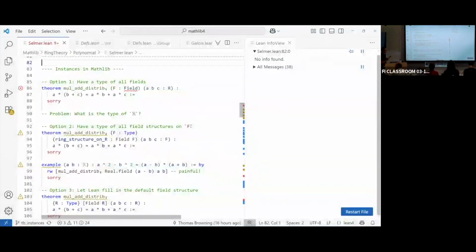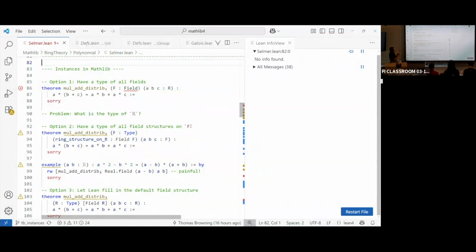Okay. So one thing you might have been wondering this whole time is, how come I can't just say, F is a field? Like, I just want to say F is a field. That's what it says in math textbooks. Why can't I say that? And in theory, you could. You could define a type of fields, and you could prove theorems about types of fields. But there's a reason we don't do this.